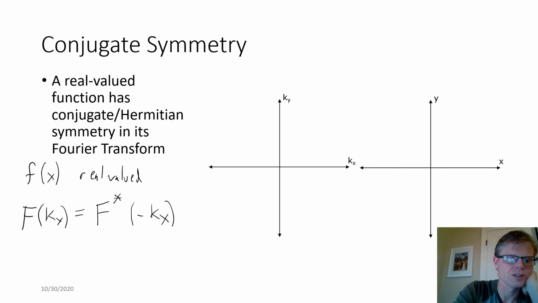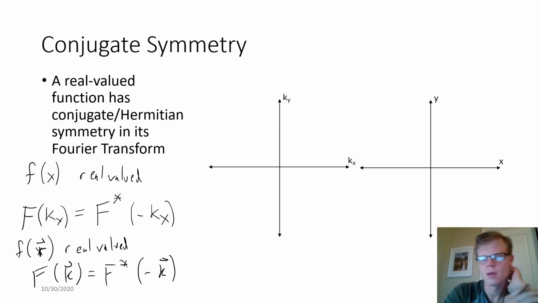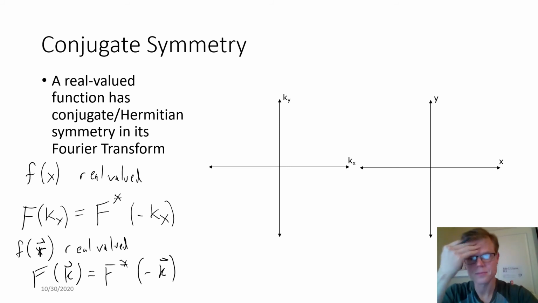Okay? Or more generally, we can convert this to multidimensional. So we have some f of multiple dimensions that's real valued, then capital F of our multiple dimensions k has the same conjugate symmetry property. Okay, so what does that mean for us in MRI?